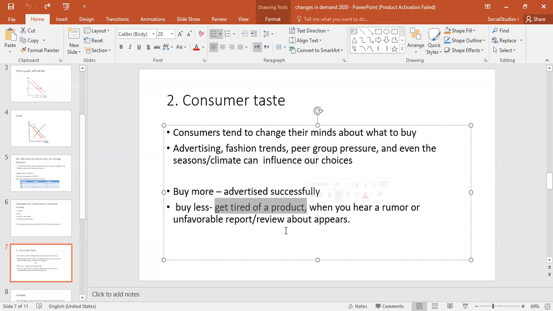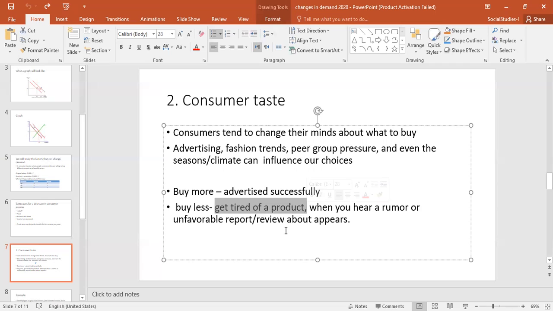I want to maybe try a new brand. I'm tired of wearing the same brand of clothing. I want to give something new a shot. So again, when a consumer gets bored, or you feel like this is something that you've been doing over and over again and you want to do something differently, then again you shift, or you buy less.